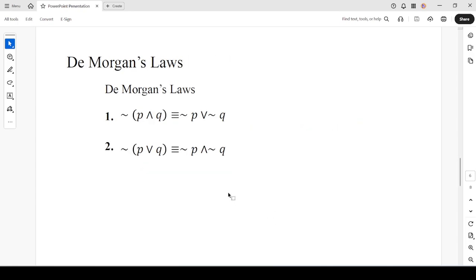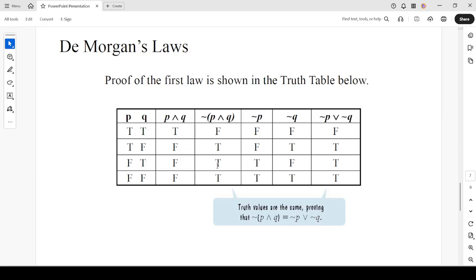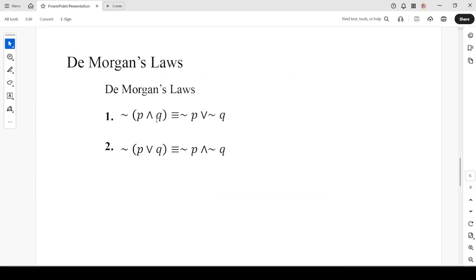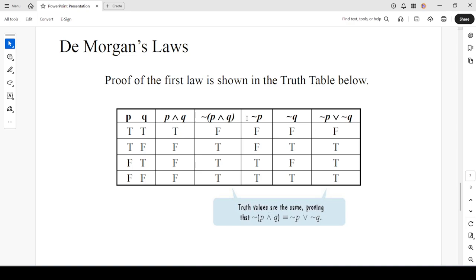There is a De Morgan's law for finding this negation and its equivalent form. For example, negation of P and Q is equivalent to negation of P or negation of Q. Similarly, negation of P or Q is equivalent to negation of P and negation of Q. If you look at the truth table here, it will verify that the negation of P and Q, which is the third column, is equal to the fourth one.